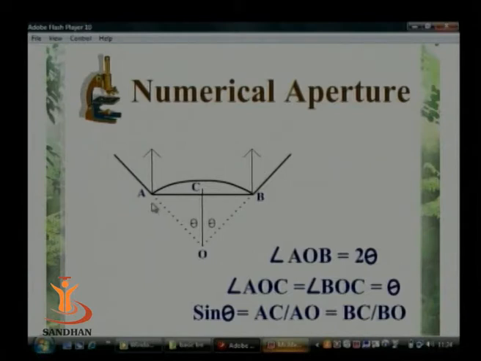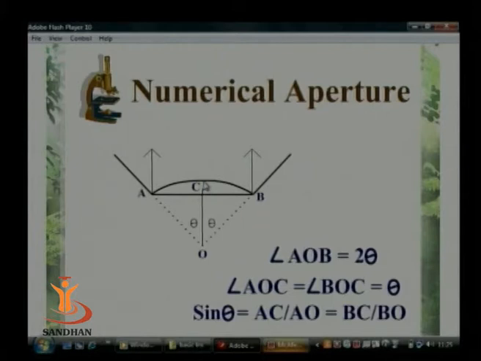So they are considered to be the extreme rays. You can see angle AOB. This is the angle which actually is depicting the cone of light which will enter the objective at a given time. So that makes angle AOB twice theta. The value of angle AOB is considered twice theta, and when we divide this angle into two by drawing a line OC, angle AOB is divided into two angles of the same value, angle AOC and angle BOC, and this is considered to be the theta value.